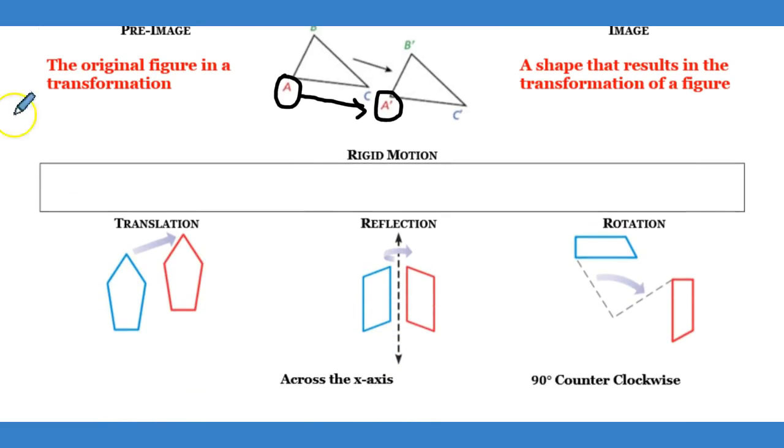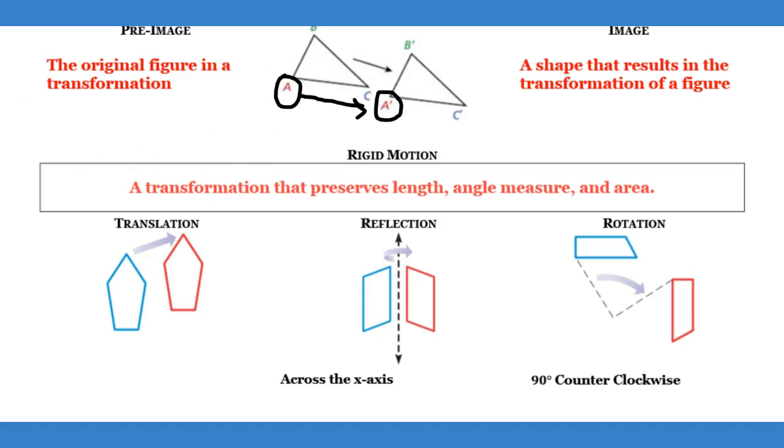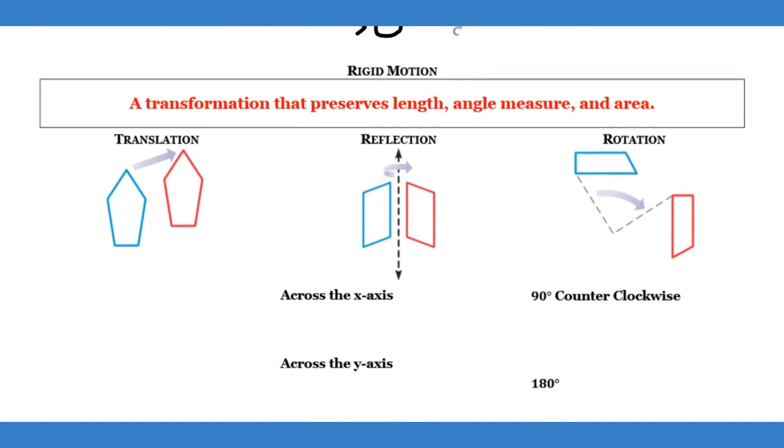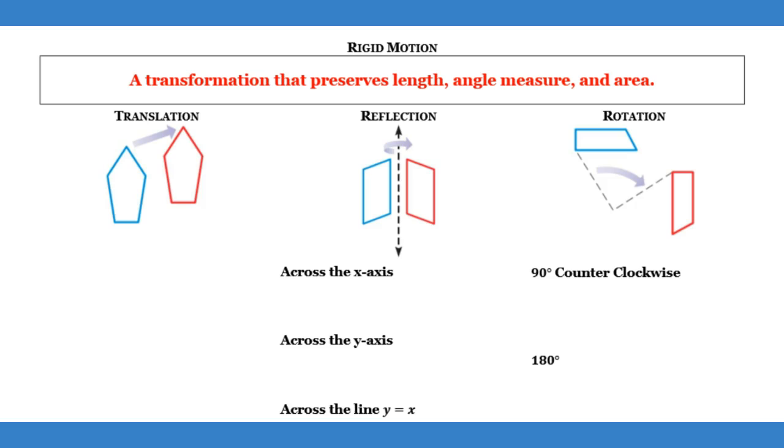Alright, so there are 4 kinds of transformations, but only 3 of them are what we would consider rigid motion, because a rigid motion is a transformation that preserves length, angle measure, and area. So all that means is we are just simply moving the image. Nothing is getting enlarged or reduced. We are simply putting it in a new location, and otherwise it's congruent.